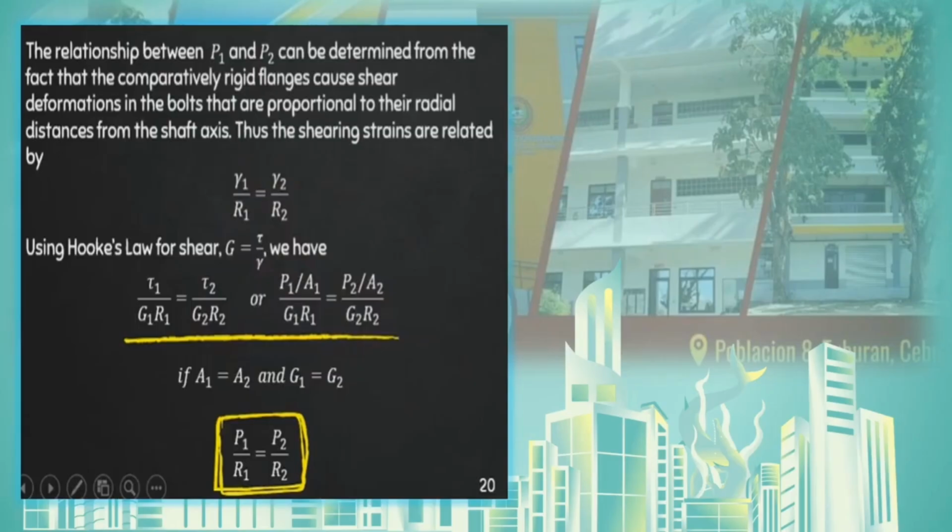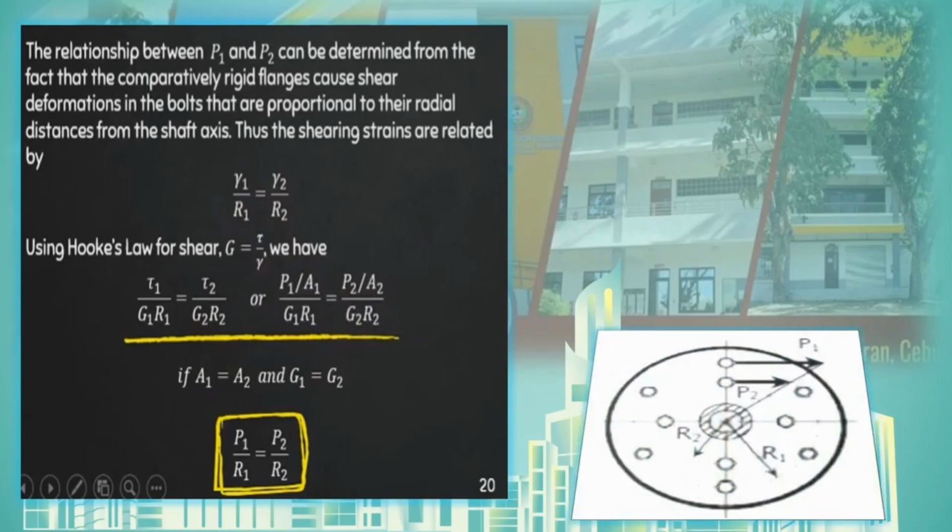When bolts in both rows are identical, A1 equals A2, and with the same material, G1 equals G2. The A and G terms cancel out, leaving the simplified proportionality P1 over R1 equals P2 over R2. This means the shearing force on each bolt is directly tied to its distance from the shaft center, ensuring the load is distributed appropriately based on position.